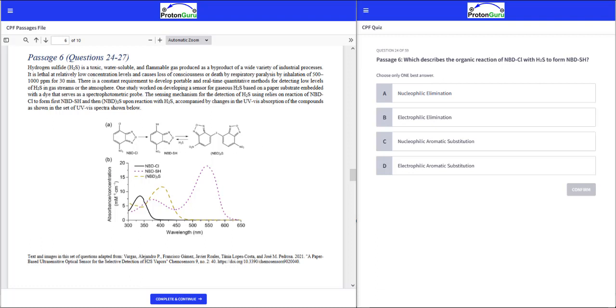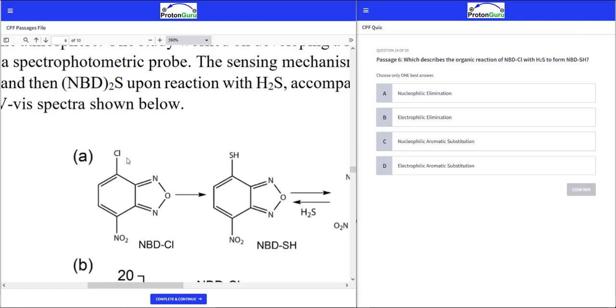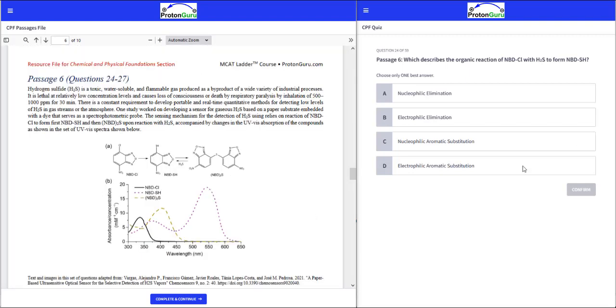And if we zoom in a little bit on this, you see that the only change in going from NBDCl to NBDSH is the chlorine is substituted for an SH group. So looking at the choices, it's not an elimination reaction. An elimination reaction will lead to the formation of a new double bond, which we're not doing here. It's one of the substitutions, and the question is whether the reagent that's being used to cause the substitution is a nucleophile or an electrophile.